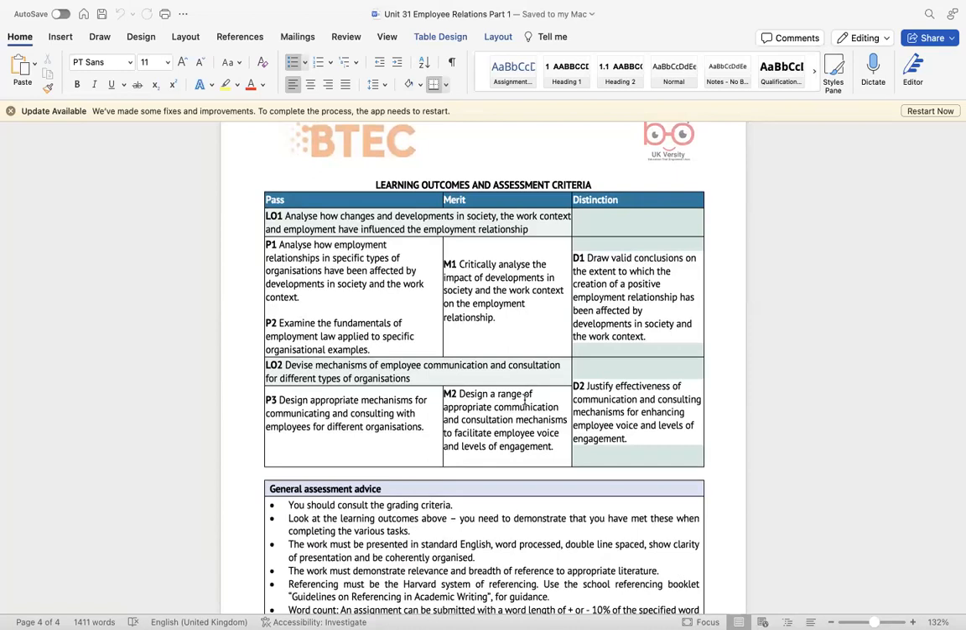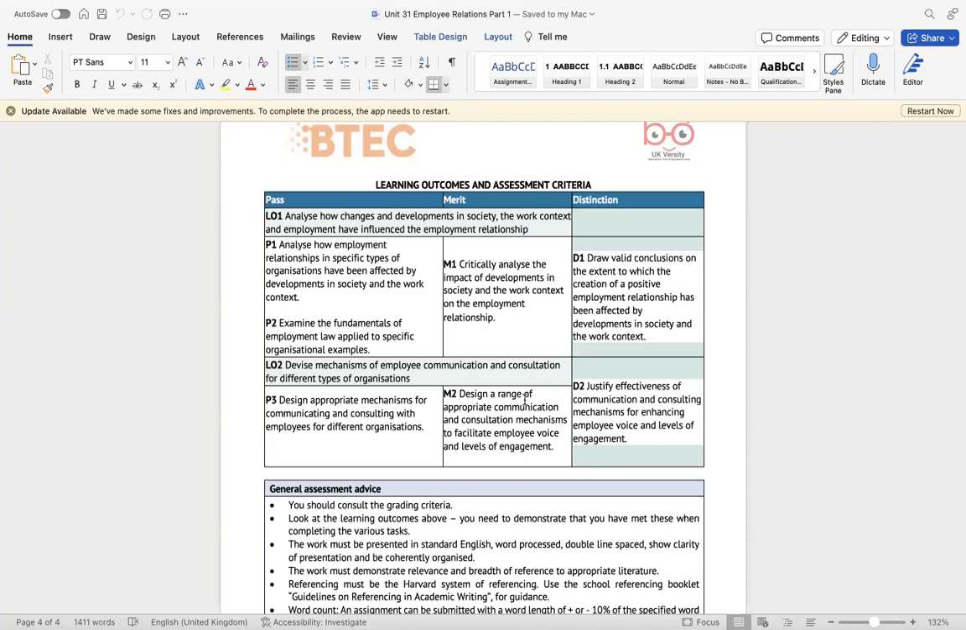So for the first one, you analyze how employment relationships in specific types of organizations have been affected by developments in society and the work context. This was covered in LO1. So you have different types of organizations. I think we covered 4 types of organizations in LO1. It was a small business, a gig economy, an MNC, and I'm not able to remember the 4th one, but I think there were 4 in that presentation.